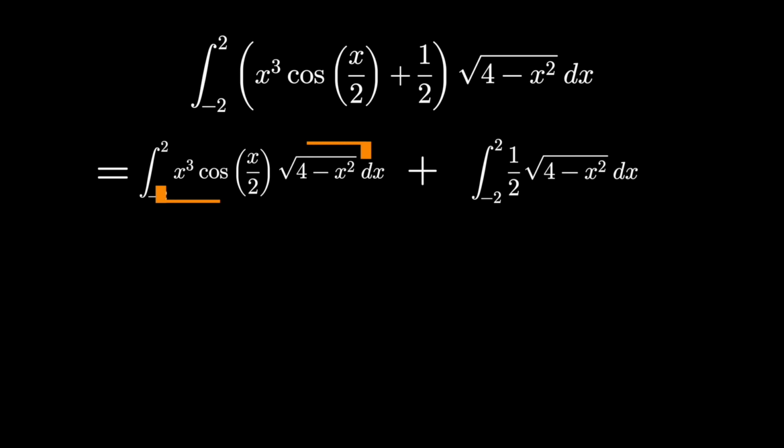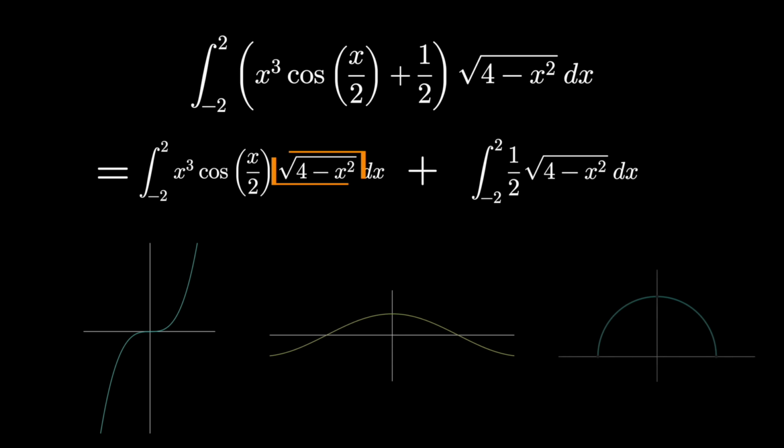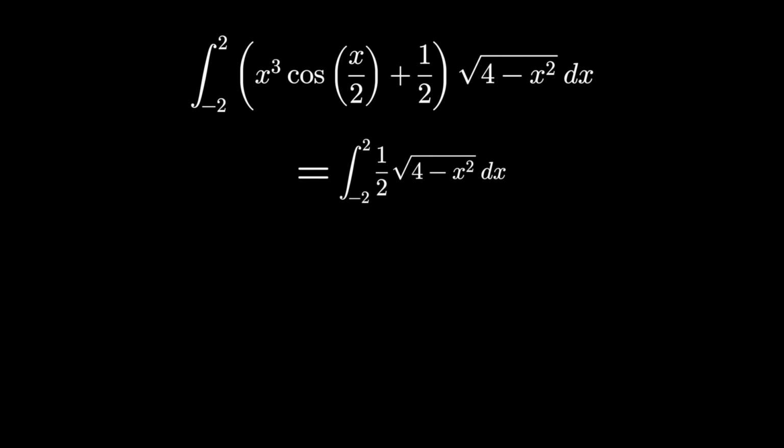And although this function is quite wonky, we can just rely on the algebraic fact that x cubed is an odd function, cosine of x over 2 is an even function, and the square root of 4 minus x squared is also an even function. When it comes to these functions, an odd times an even is an odd. And so this function that we're integrating over a symmetric interval is an odd function, meaning the entire integral is 0 for this part. All we have to figure out is the part of the integral that's just 1/2 square root of 4 minus x squared.